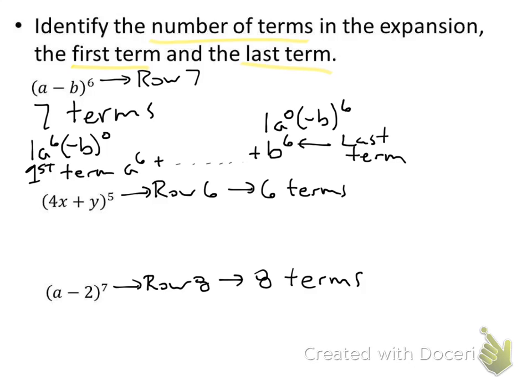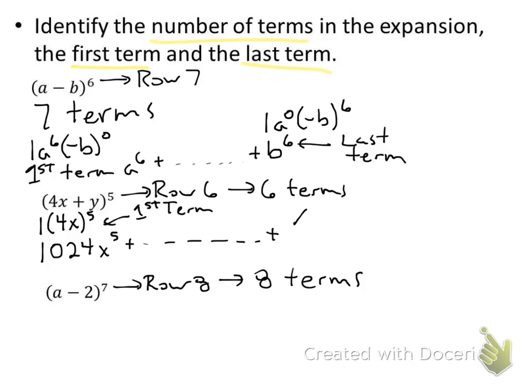Okay, 4x plus y to the 5th. We're going to look at the first term. It's going to be 1 as the coefficient, and then it's 4x to the 5th. So 4 to the 5th times x to the 5th. If we do 4 to the 5th, that is 1024 x to the 5th. So there's our first term. Then we add a whole bunch of stuff, we get to the end, and it's going to be y to the 5th. So that's our last term.